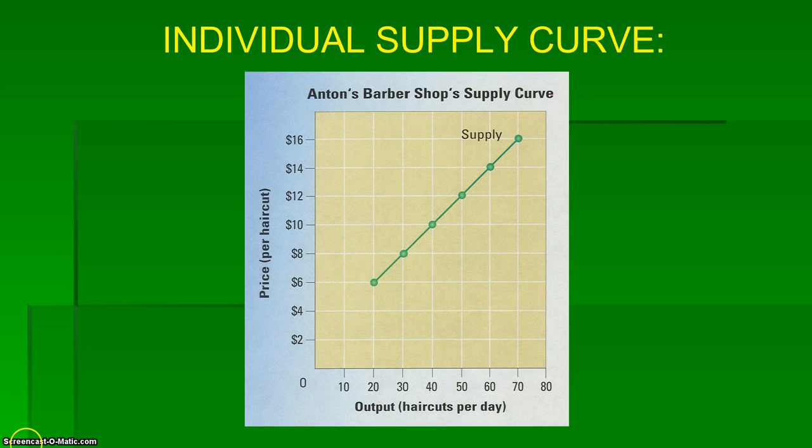And you'll notice that as the price increases, the number of haircuts that Anton is willing and able to produce per day from his barber shop increases, and as the price drops, the number of haircuts that Anton is willing and able to produce per day decreases. So the relationship between price and quantity is a positive relationship, which is causing this upward sloping curve.